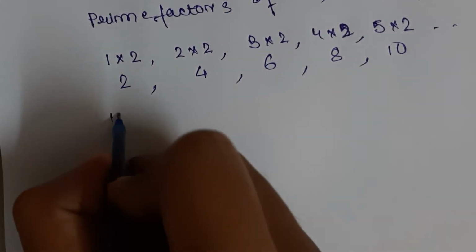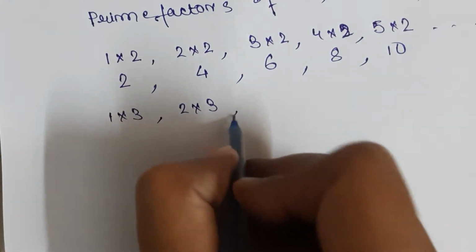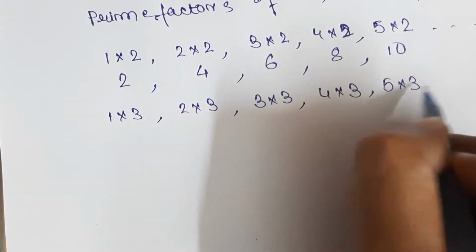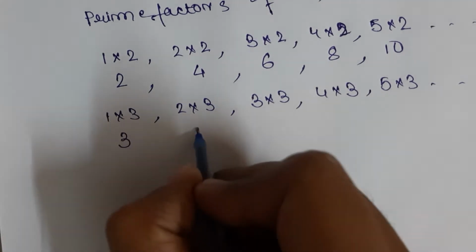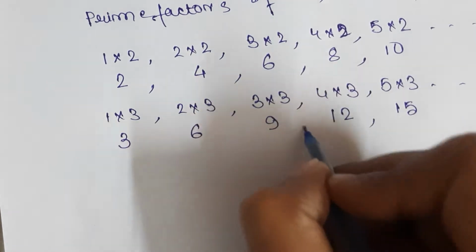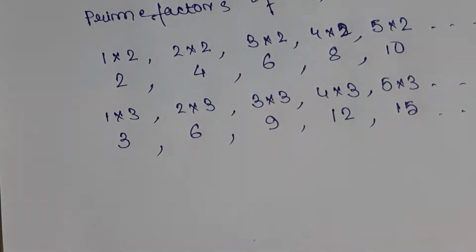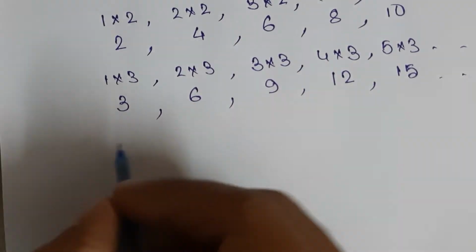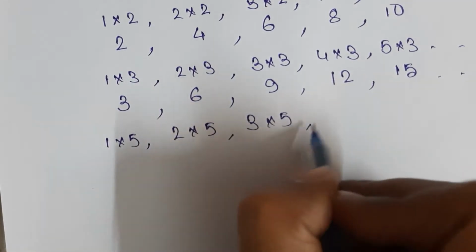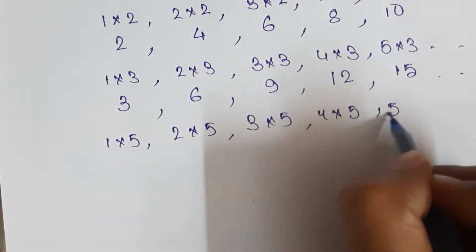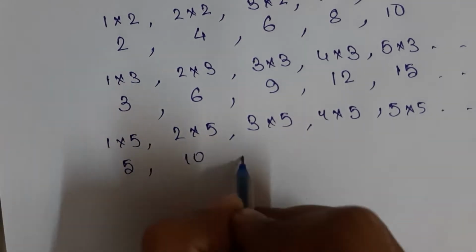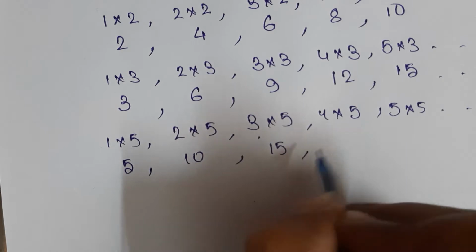Other numbers are 1 into 3, 2 into 3, 3 into 3, 4 into 3, 5 into 3. 1 into 3 means 3, 2 into 3 means 6, 3 into 3 means 9, 4 into 3 means 12, 5 into 3 means 15. And 1 into 5, 2 into 5, 3 into 5, 4 into 5 and 5 into 5. There may be many more. This dotted line means there may be many more: 5, 10, 15, 20, 25.